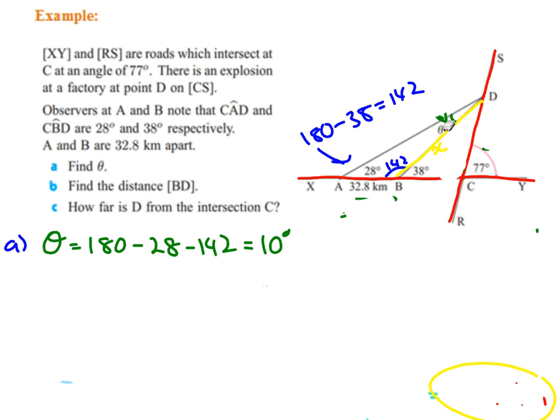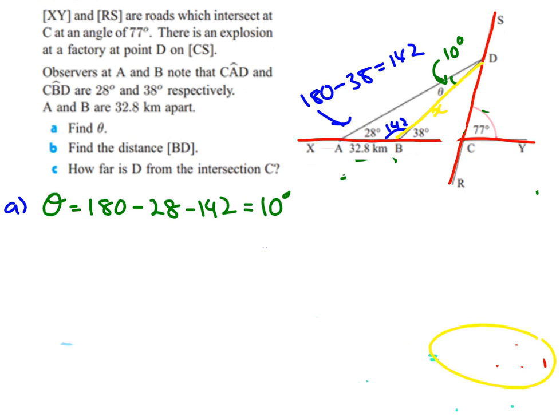So I'm going to mark that in as well. It can be handy, once you work something out, like a value or a length or an angle, to mark it in on the diagram, because it might turn out to be really useful for B or C, but you might forget when you're doing B or C that you know this angle and think that you don't have enough information. So that little angle there is 10 degrees, and we've worked that out.